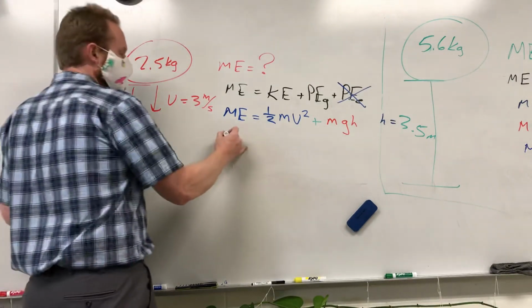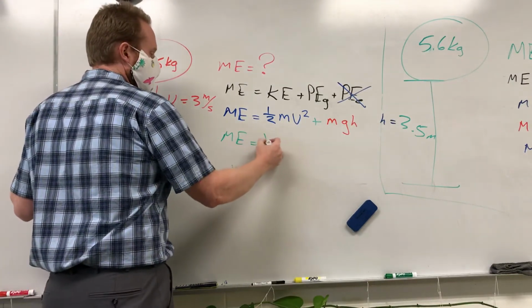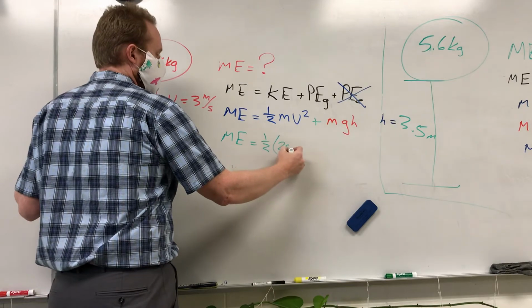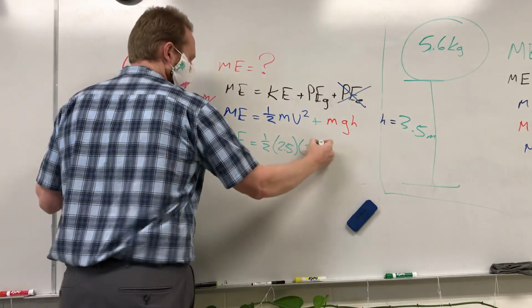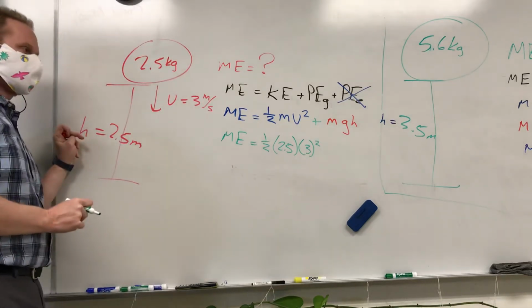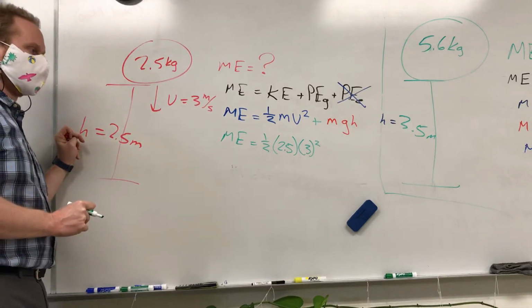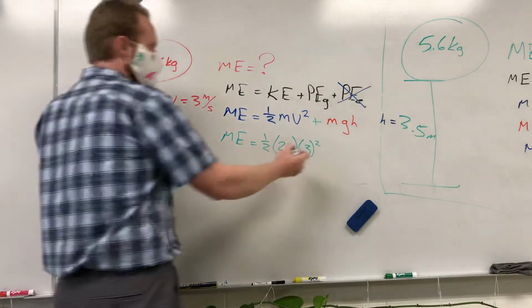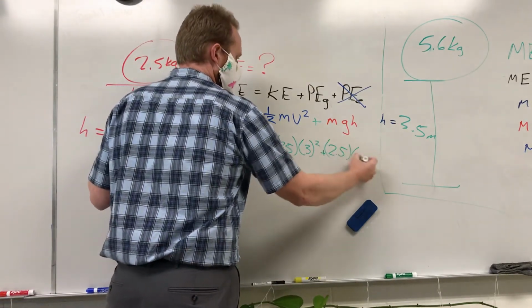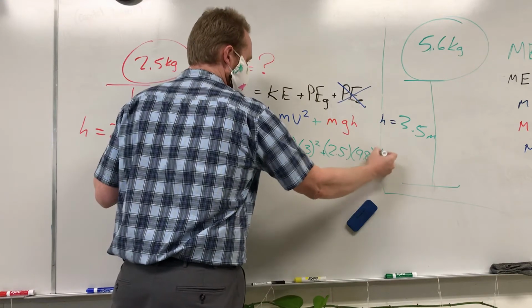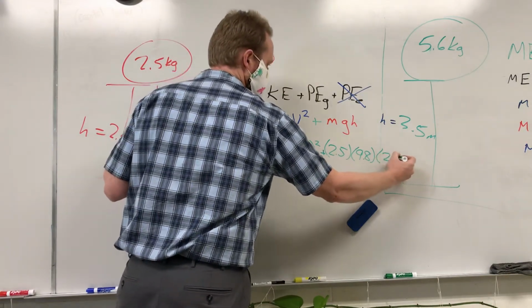So, ME equals 1/2 of the mass, 2.5, times the velocity of 3. Don't forget to square it. You'd be surprised how many times people drop that squared. Plus 2.5 times 9.8 times the h of 2.5.